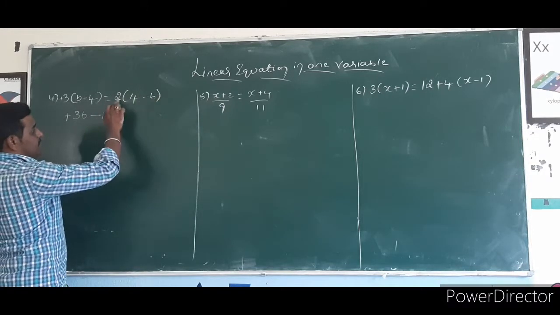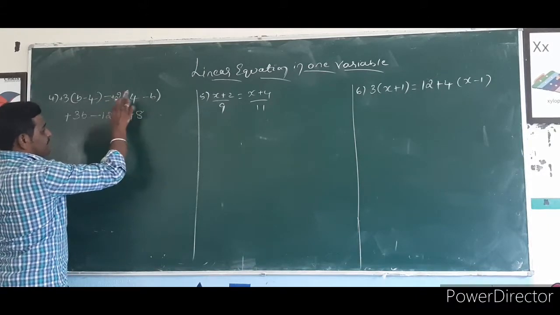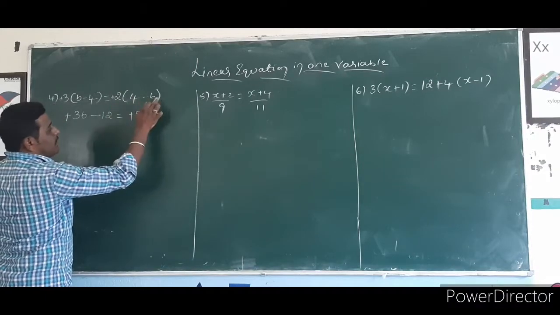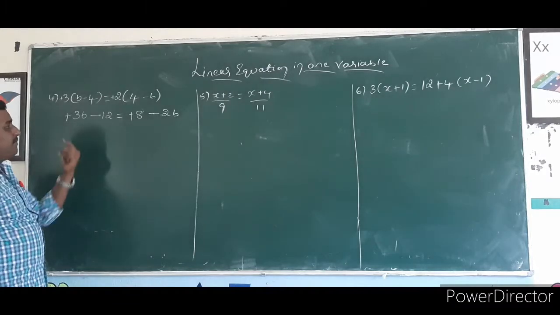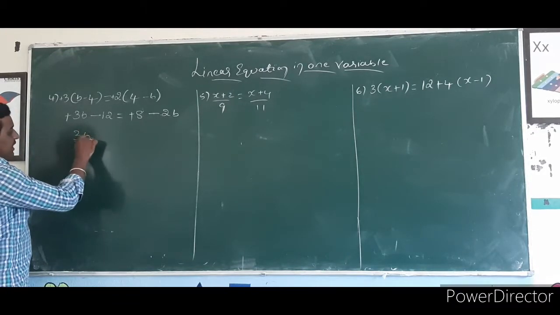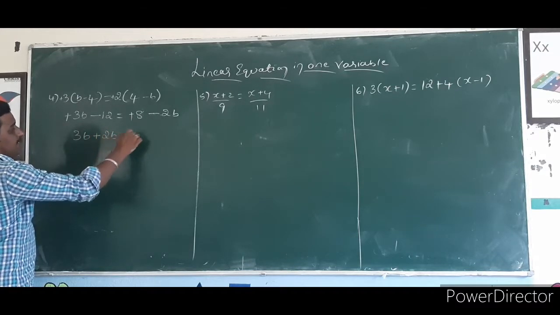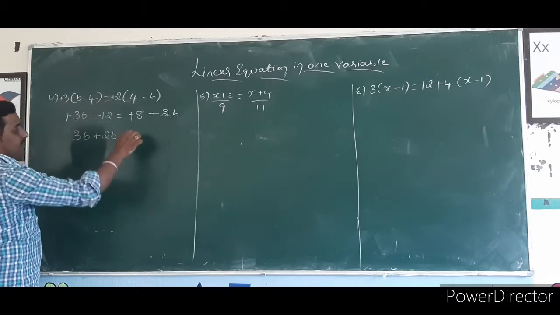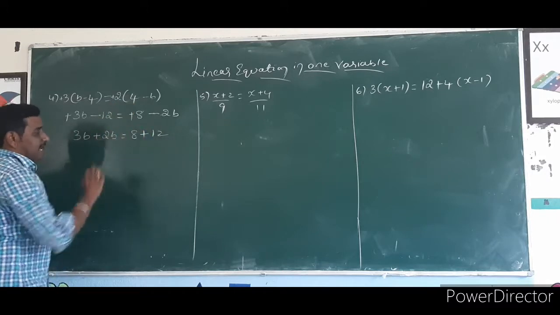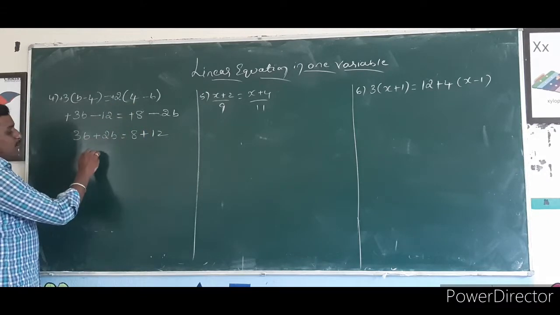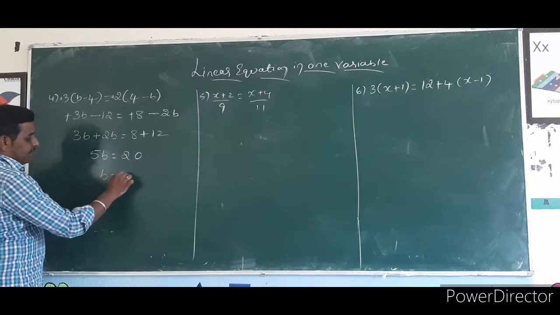Next we have to do the RHS part. Here plus into plus, plus 2 4s are 8; plus into minus, minus 2 into b, 2b. Now next we can shift the variables to one side. Here plus 3b is there, minus 2b you can shift to this side. What happened? Plus 2b. Minus 12 you can shift to that side, 8 plus 12. This minus will become plus. Now 3b plus 2b, 5b. 8 plus 12, 20. 5b is equal to 20.